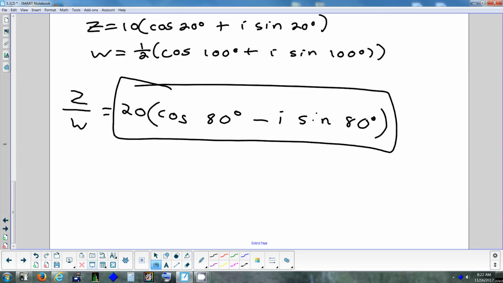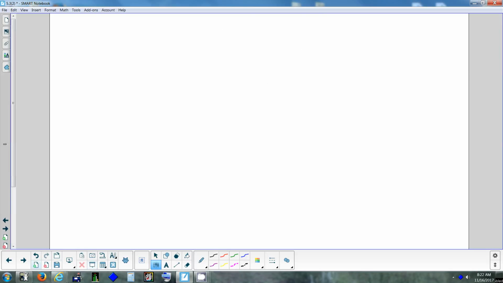Any questions? Okay, so we looked at multiplying, we looked at dividing, and I'm going to show you one more trick in polar that can really speed things up.